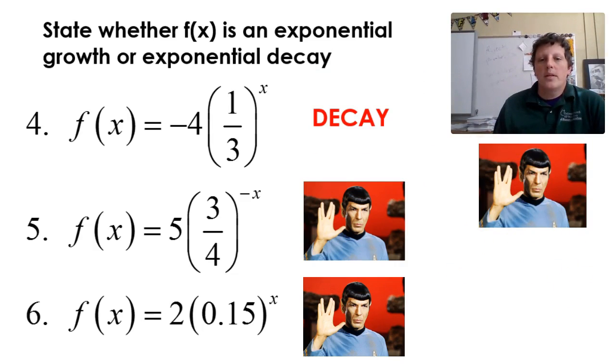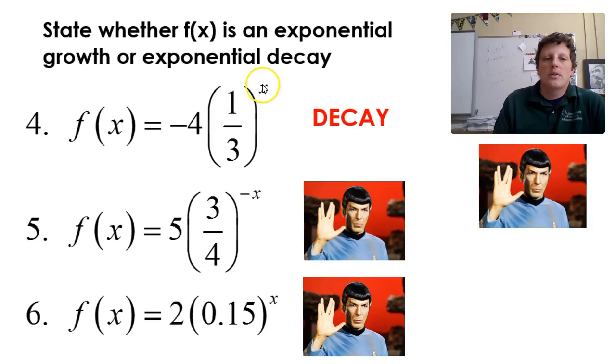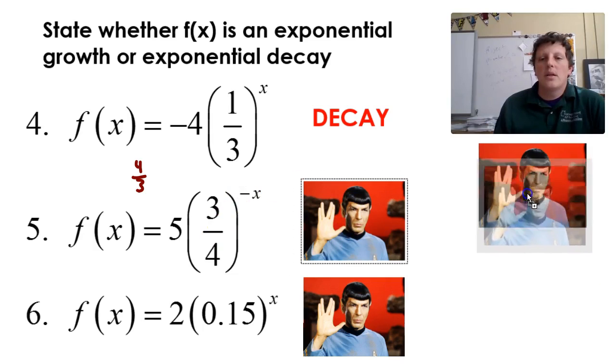Now up until this point, if we look at our examples, all of our x values have been positive, so we haven't had to think about a negative exponent and its impact. But in number 5, we do have a negative exponent. So while 3/4 is a number between 0 and 1, that negative forces it to be 4/3. And 4/3 is an improper fraction. That means it's larger than 1, greater than 1. So in this case, since the reciprocal is greater than 1, it is going to be considered to be growth.